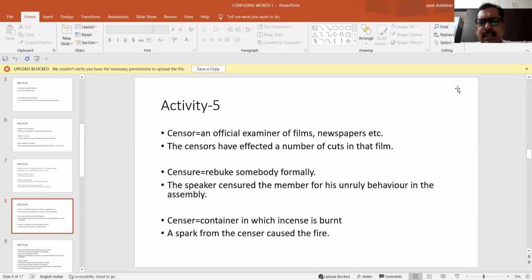So it is a container in which incense is kept and burnt for good smell, and at the time of prayer in church, it gives a pleasant ambience smell. That is called censer, a container, not incense, but incense is kept in the container. A spark from the censer, from that metal container, caused the fire. Censer.